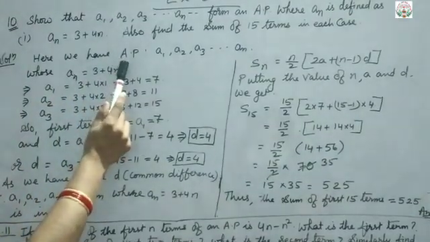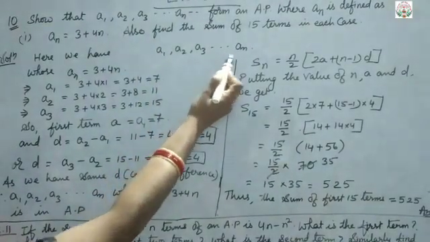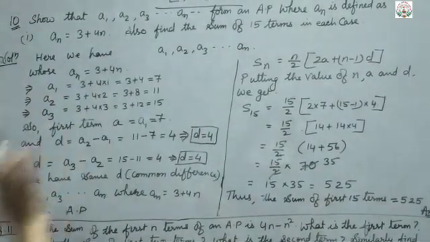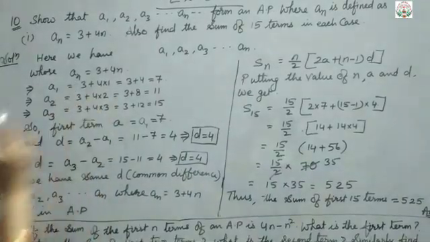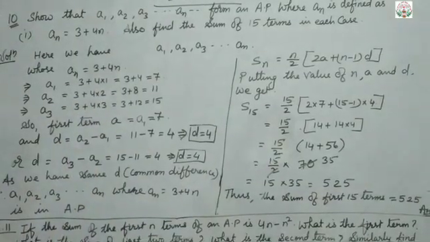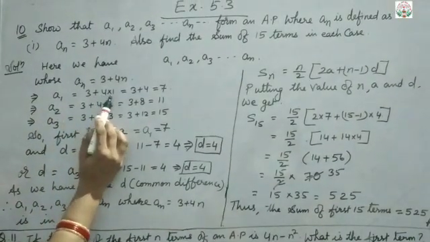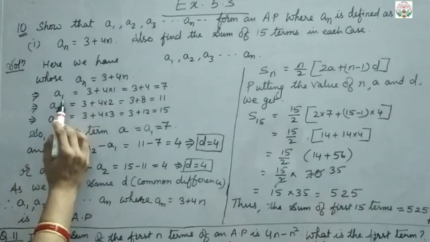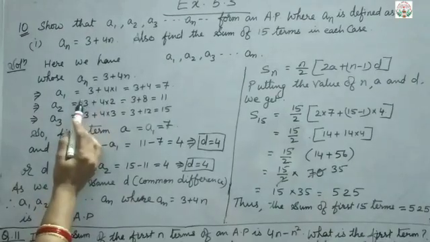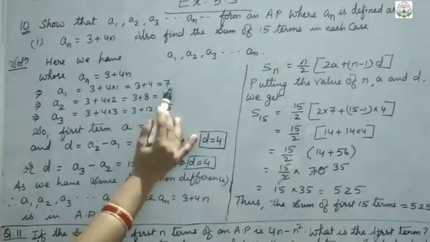Here it is not given that it is an AP. We have A1, A2, A3 dot dot dot AN, whose AN is given as 3 plus 4n. If we want to find A1, in place of n we will put the value of n as 1. So A1 equals 3 plus 4 into 1, because nth term is given as 3 plus 4n. On putting n equals 1, we get the first term as 7.